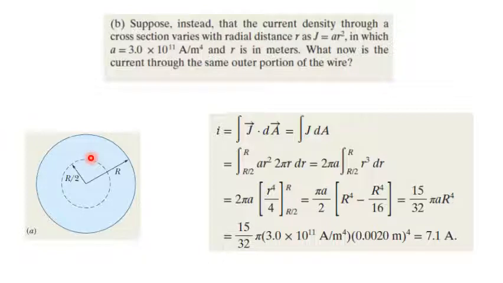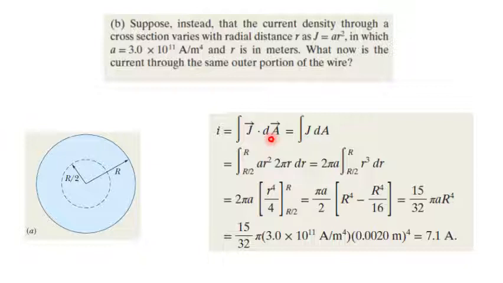So the area here, if we take an incremental part of this area, would be 2 pi r dr. So this is the incremental area of the annular ring. And the variation of the value of r would be from capital R over 2 to capital R. So this is effectively the integration with respect to the area. The current would be J dot dA.